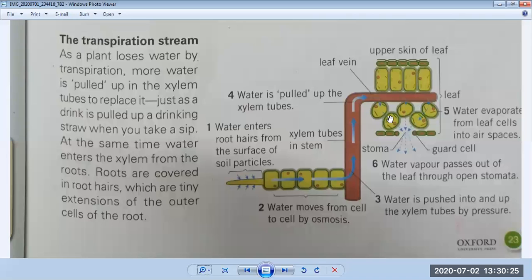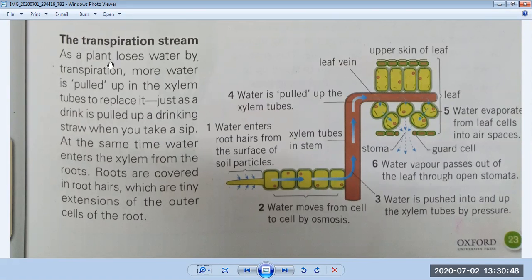So first they use that water for making food, and the extra water will be stored on the top of the stoma, and in the daytime when they are open, it is released out from the body of a plant. So this whole process is called the transpiration stream.